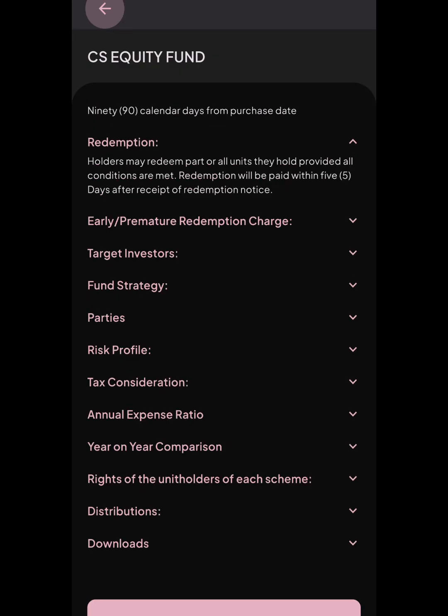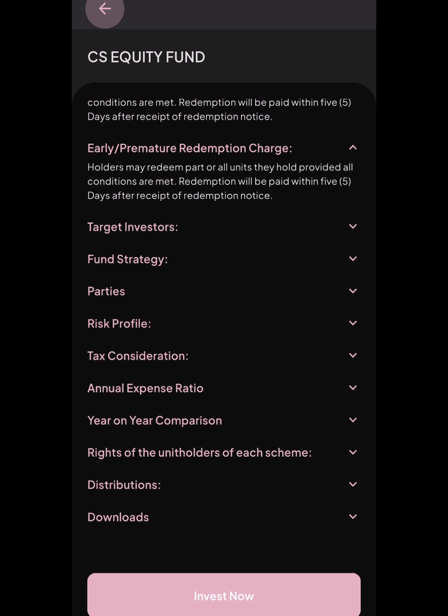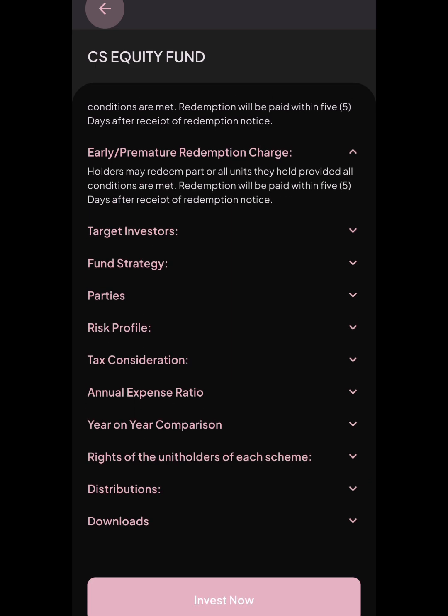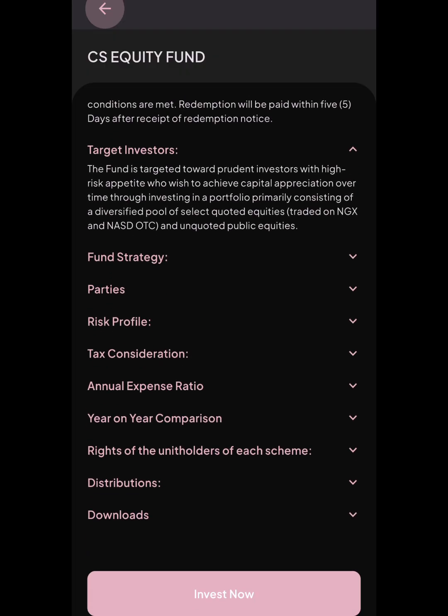Redemption. It says holders may redeem part or all units they hold, provided all conditions are met. What are these conditions? Again, you have to hold for 90 days first and all of that. Redemption will be paid out within 5 days after receipt of redemption notice. So early and premature redemption charge, they are going to also explain it here. Basically the penalty fee if you try to withdraw early. The target investors are stated. I can't go through all of this because of the time of this video.